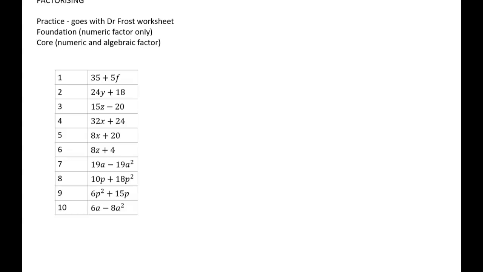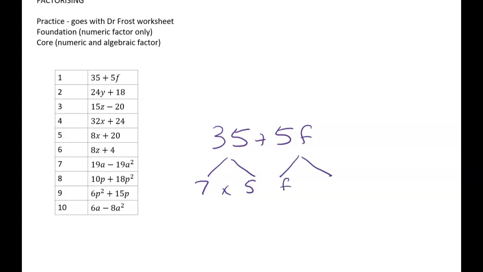So let's start off with question 1, where I've got 35 plus 5f. Now, what I'm interested in is how I can split up 35 into the product of two numbers and split up 5f into the product of two numbers. And I'm looking for the highest common factor. So 35 is equal to 7 times 5, and 5f is equal to f times 5. So the highest common factor here is 5. Instead of writing 35 plus 5f, we can write 5 lots of 7 plus f.